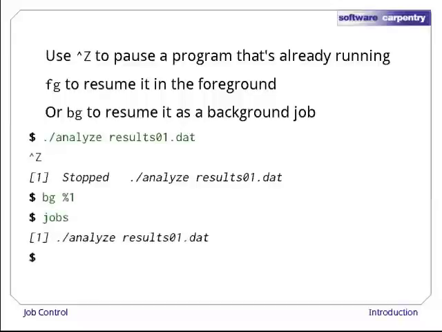We can check that it's running using jobs, and if we want, kill it while it's still in the background using kill and the job number. This has the same effect as bringing it to the foreground and then typing Control-C.